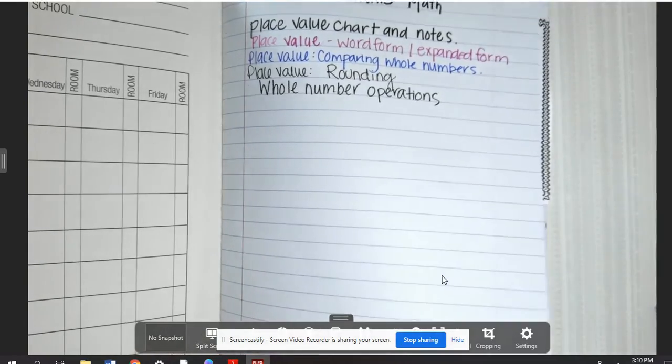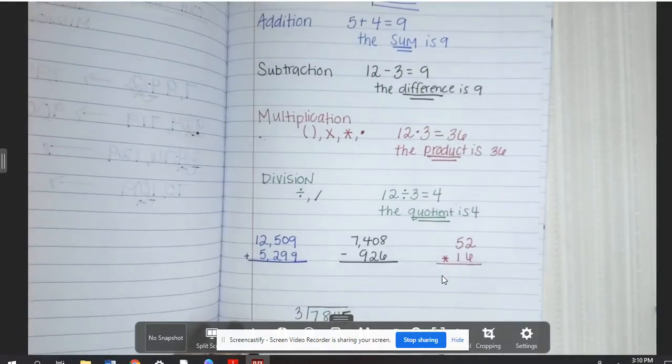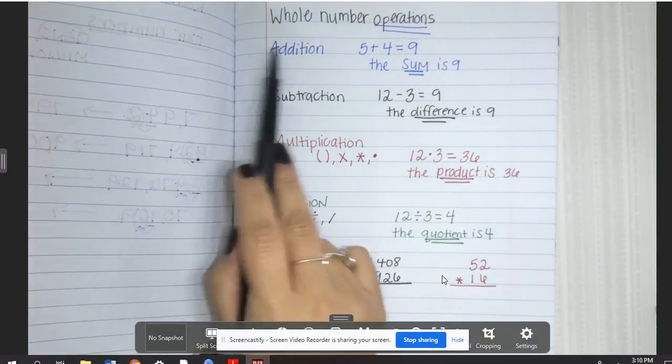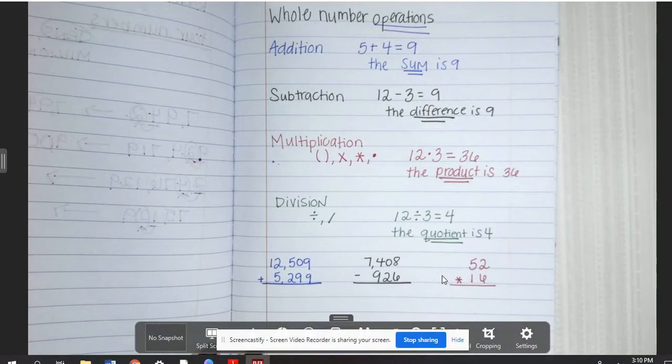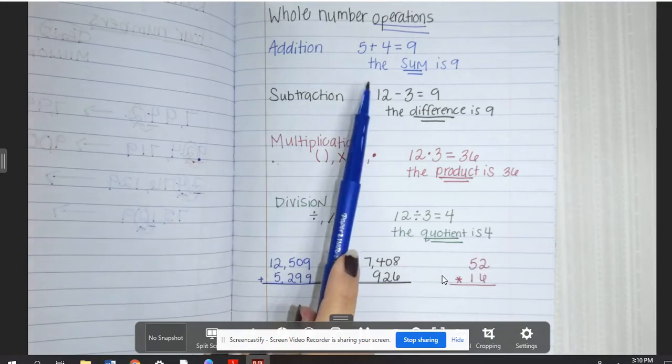So let's get started. I went ahead and started writing some things in here for you. So what does that mean? Whole number operations. Operations are the four operations that you're going to use in math. And we have addition.